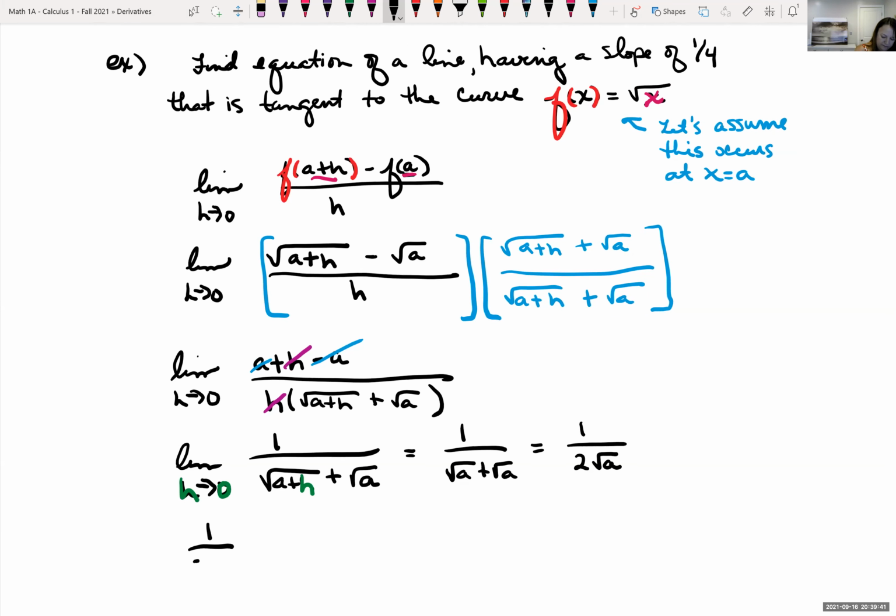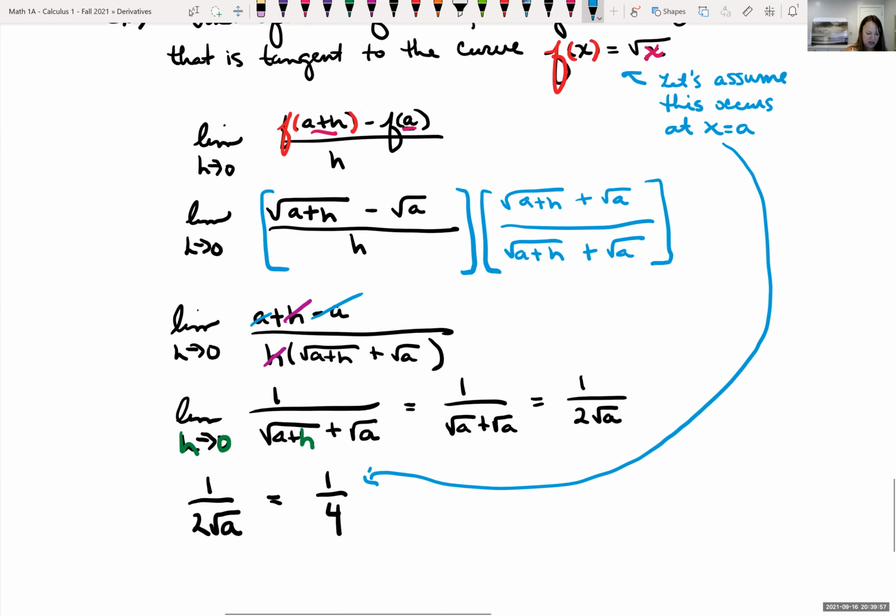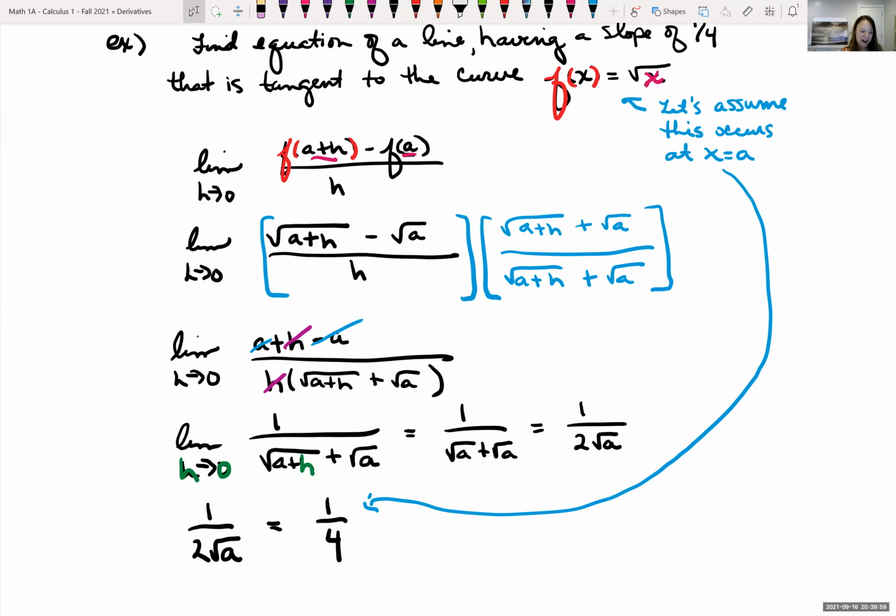So when is 1 over 2 root a equal to a quarter? I need to solve this equation. I notice it's a fraction equal to a fraction, so we could do cross multiplication. Same thing as saying, let's just multiply to clear our fractions. If I look at the LCD of 2 square root of a and 4, that would be 4 root a. So I could multiply 4 root a on both sides.